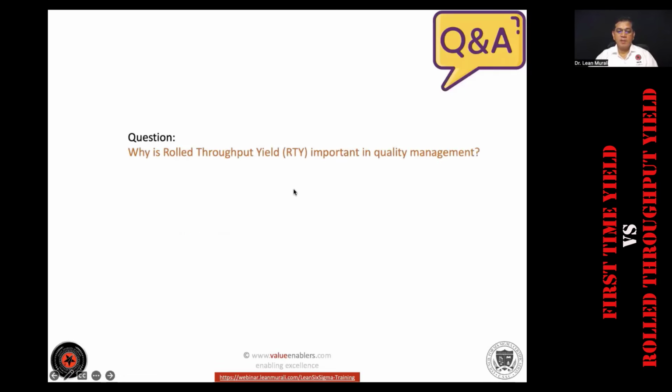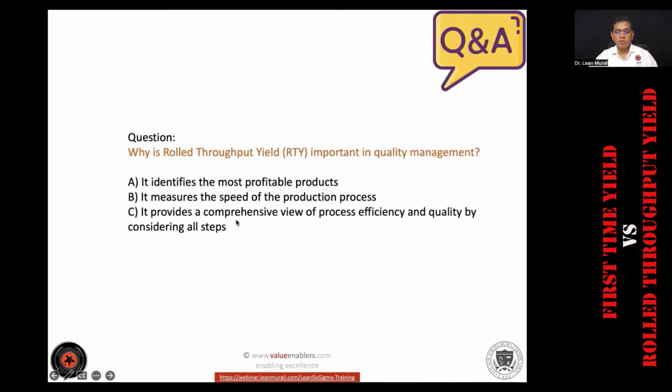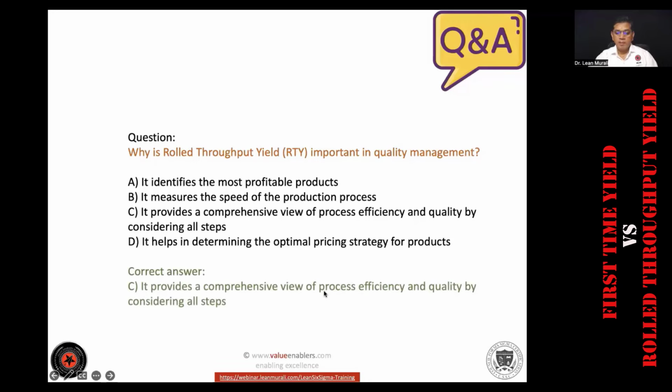Another question. Why is the rolled throughput yield important in quality management? It identifies the most profitable products, or it measures the speed of production process, or it provides a comprehensive view of the process efficiency and the quality by considering all steps, or it helps determine the optimal pricing strategy. Pick the best answer. Absolutely, C is the best answer.